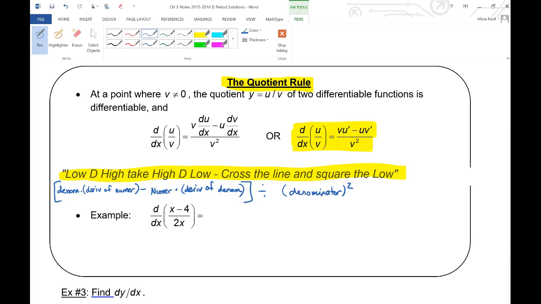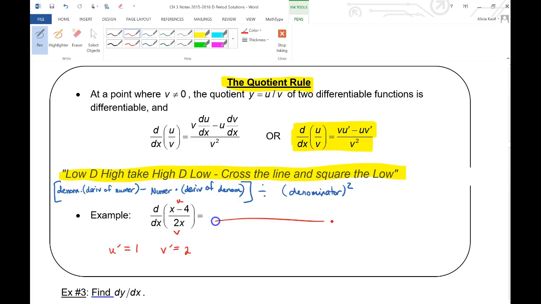So here we have x minus 4 all over 2x. I'm going to make this top part u and this v, so you can also follow along with the formula if you like. What's u prime? What's the slope of x minus 4? 1. And then what's the derivative for v? 2.